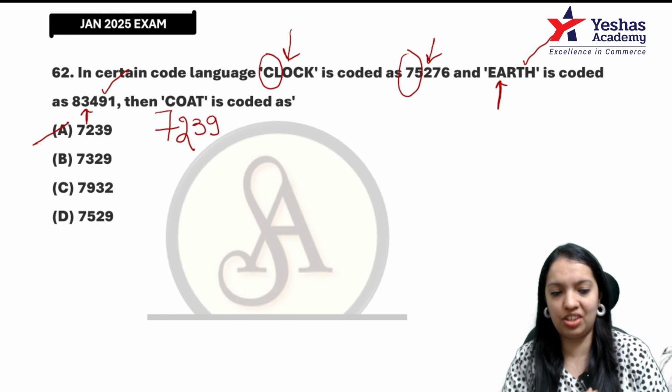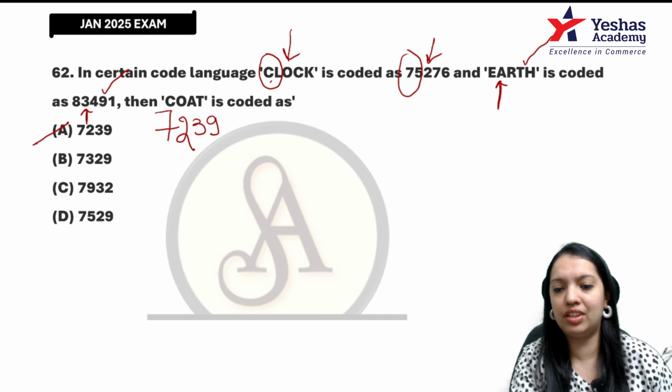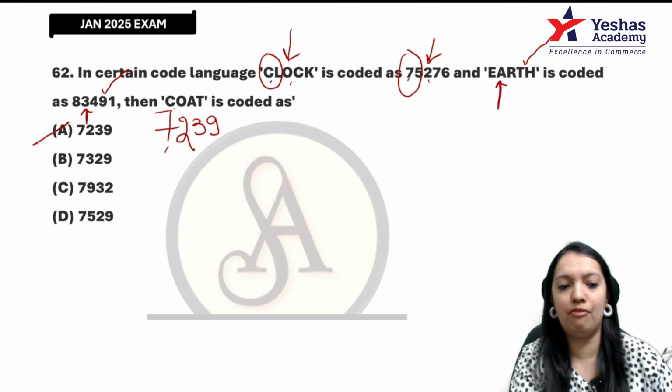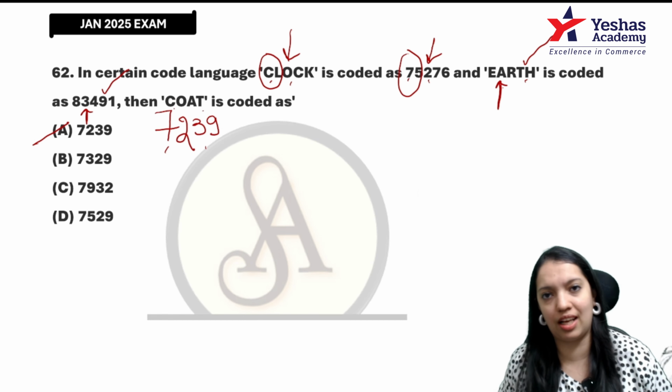Next, logical reasoning question. In a certain language, you just have to match the following. Wherever there is C, it is 7. So C is 7. Where there is O, it is 2. Earth has A, value is 3. And T is there in earth, value is 9. So option A is correct.